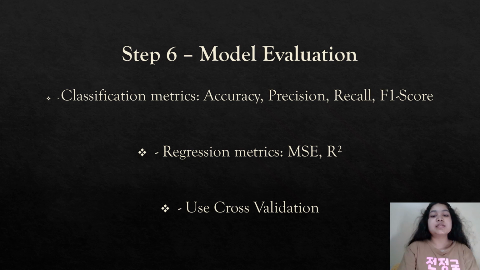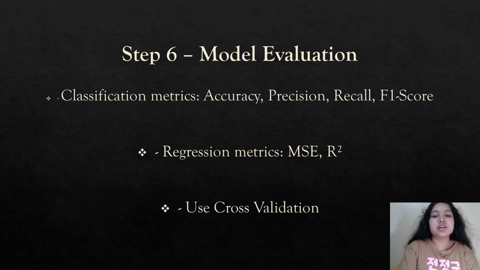Then the next step is model evaluation. For classification metrics, accuracy tells how many predictions are correct. Precision tells how many predicted positives are actually correct. Recall tells how many actual positives the model was able to find. F1 score balances precision and recall. Then regression metrics: mean squared error shows how far predictions are from actual values. R squared tells how well the model explains variation in data.